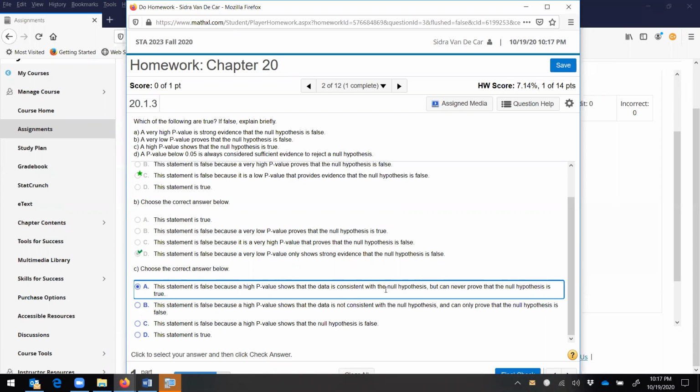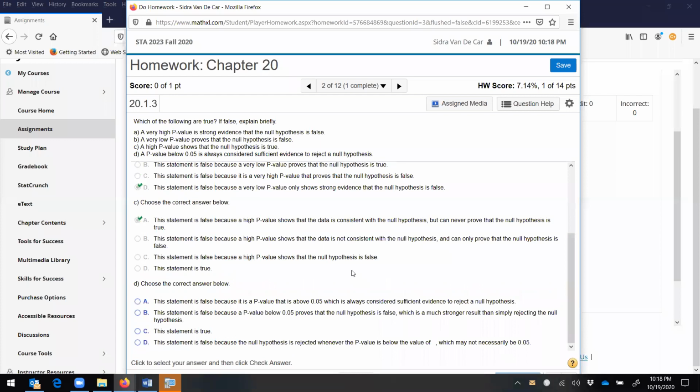So this is a correct statement, right? It's consistent with the null hypothesis, but we can't prove that it's true. All right, and now we're on D. A p-value below 0.05 is always considered sufficient evidence to reject a null hypothesis. No, we know that that's not true. It depends on where we set the alpha value, right? Here we go, below the value of alpha, which may not necessarily be 0.05.